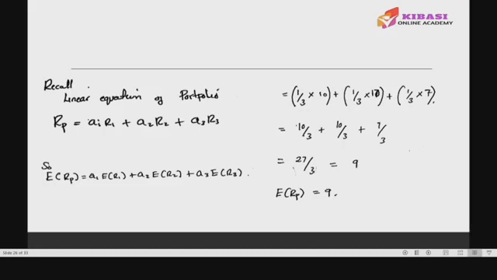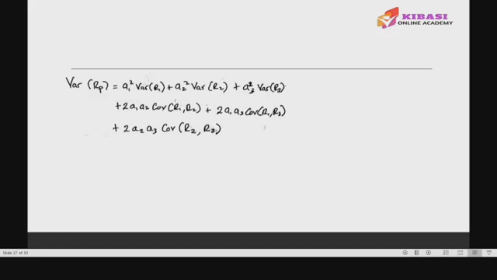A1 ilikuwa ni 1/3 times 10 plus 1/3, because A1 sawa na A2 sawa na A3 ambayo ni sawa na 1/3. So weight zilikuwa zinafanana, ni 1/3 zote. Kwa 1/3 times 10, 1/3 times 10. Why 10 na hapa 10? Kwa sababu tuliambiwa expected return ya R1 ni sawa na expected ya R2 ambayo ilikuwa sawa na 10. Then when you calculate, you get expected return of portfolio ni 9.